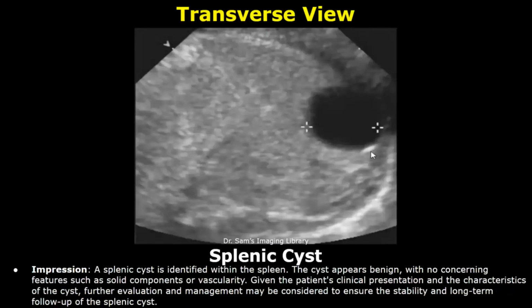This is the impression. A splenic cyst is identified within the spleen. The cyst appears benign with no concerning features such as solid components or vascularity. Given the patient's clinical presentation and the characteristics of the cyst, further evaluation and management may be considered to ensure the stability and long-term follow-up of the splenic cyst.